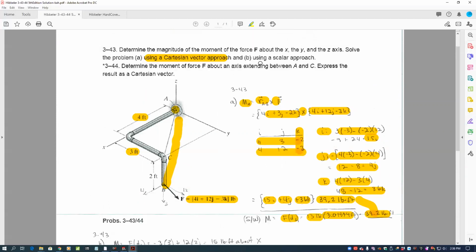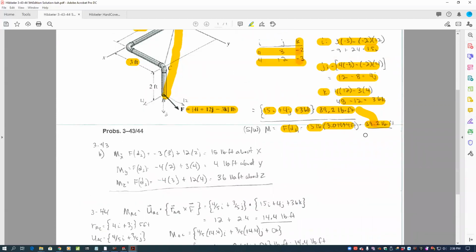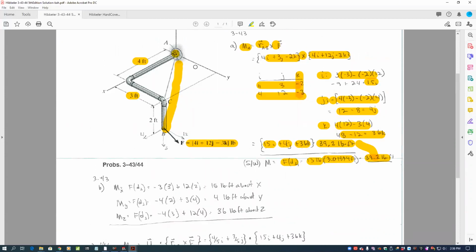Then the scalar approach is a little bit more intuitive in the respect that we're taking the force times the perpendicular distance. If we look about the x-axis here, and we break this into the 4 in the x, a 12 in the y, and a minus 3 in the k.